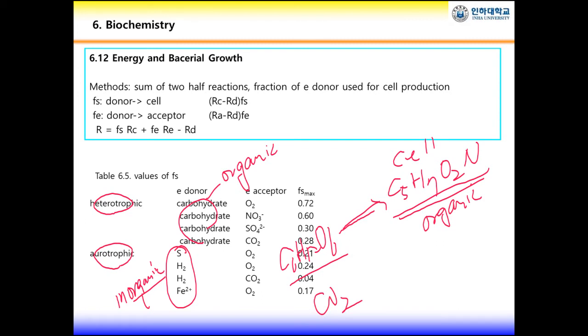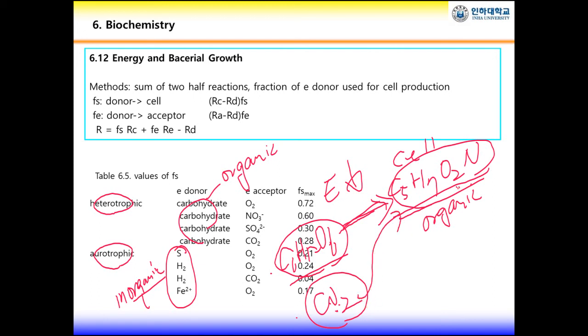So which one, glucose or carbon dioxide as a building material, requires less energy? Say this one and this one are both organic materials, so converting one organic to another organic requires less energy. On the other hand, if you want to synthesize the organic cell from carbon dioxide, you need a lot of energy, like photosynthesis.